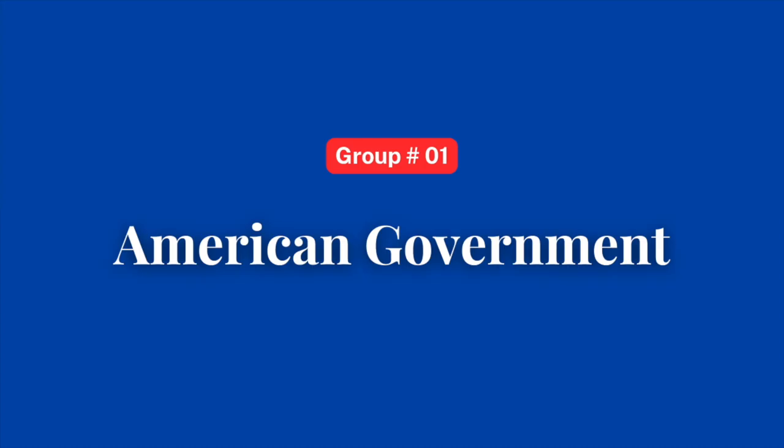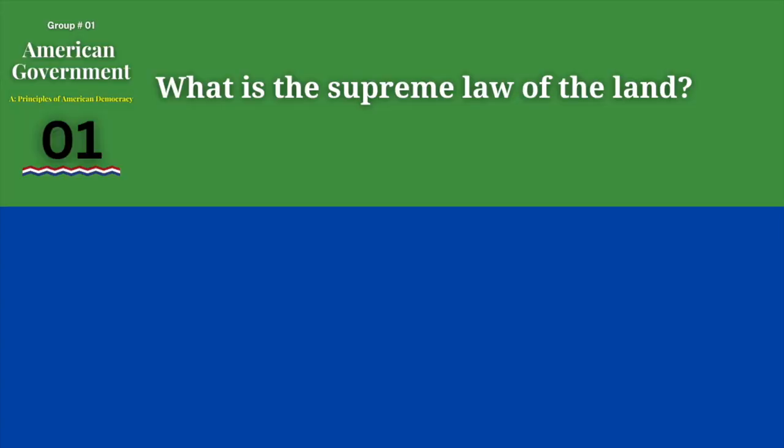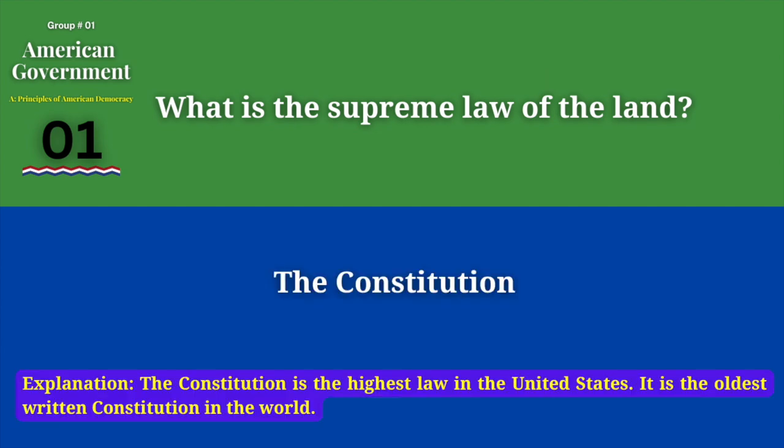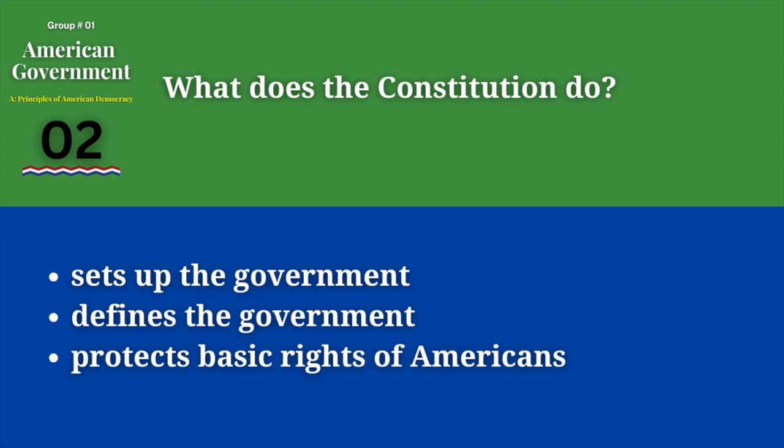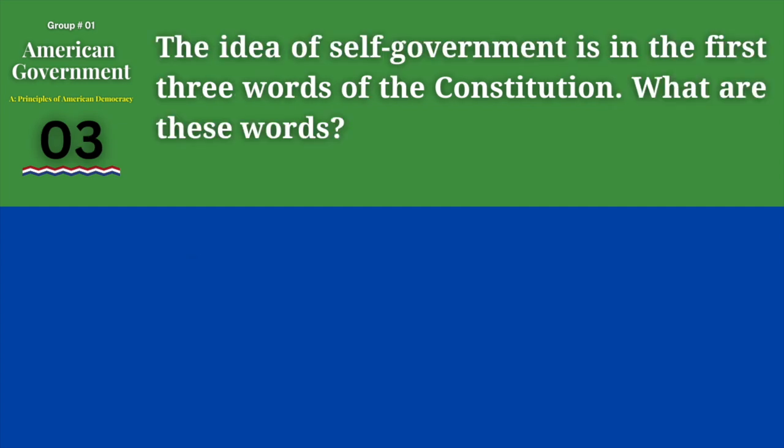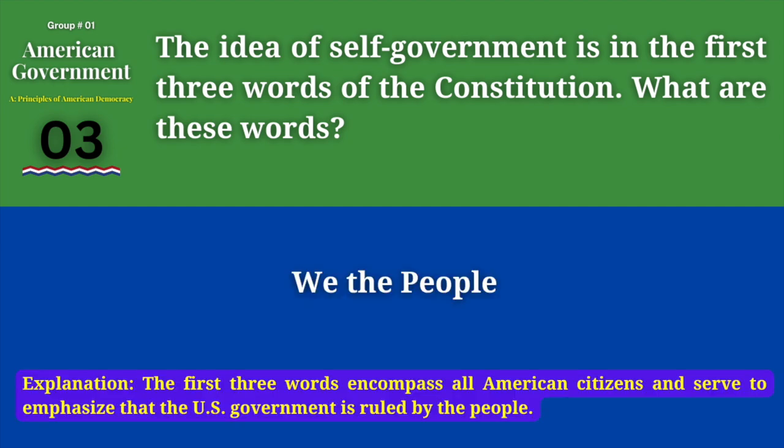Group 1. American government. What is the supreme law of the land? The Constitution. What does the Constitution do? Sets up the government. The idea of self-government is in the first three words of the Constitution. What are these words? We the people.